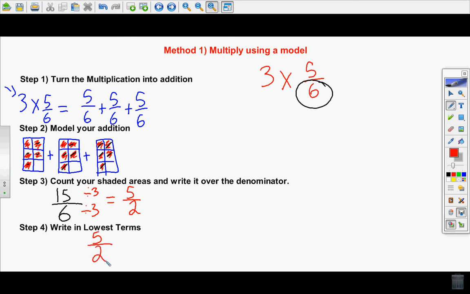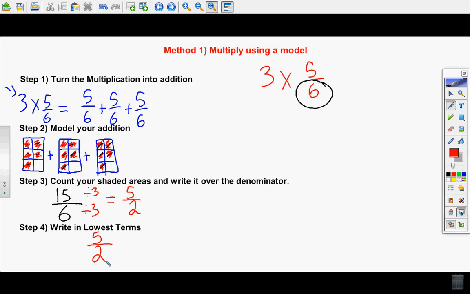Now this is one method, because remember, everybody learns differently. So if this method works great for you, awesome. Go with this method for multiplying these whole numbers and fractions together. If this doesn't work for you and you're not really a visual learner, that's fine. We're going to try a different method in a couple minutes.